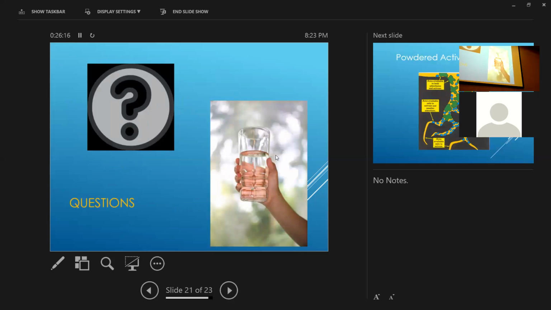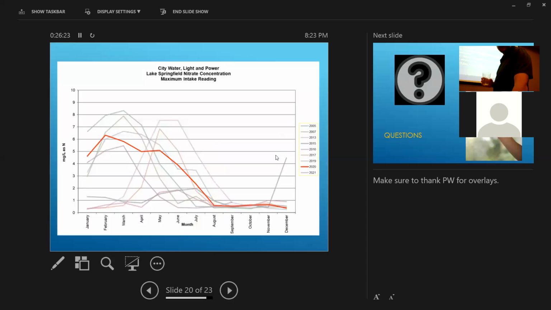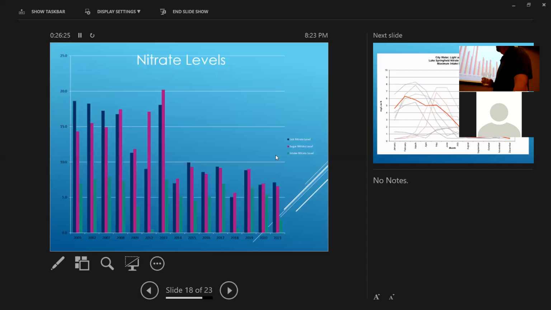Bill? Let me go back to the background slide. Right there. Okay. So I'm trying to figure out, in 2012, you said there was a high nitrate load, and Sugar Creek was also fairly high, but then the nitrate at the intake was extremely low. Yes.